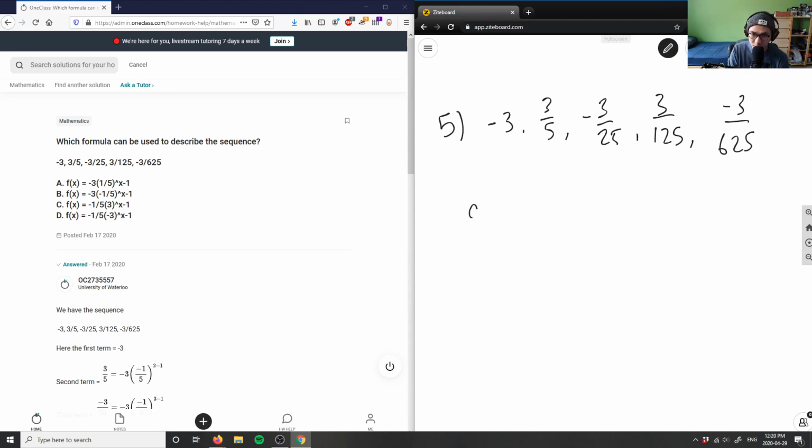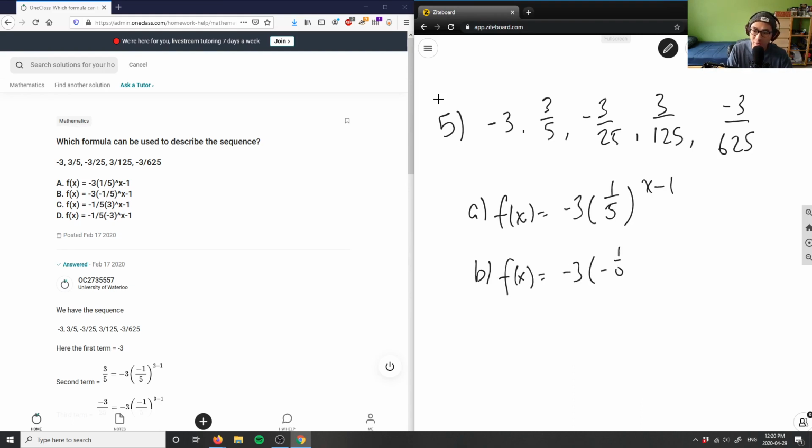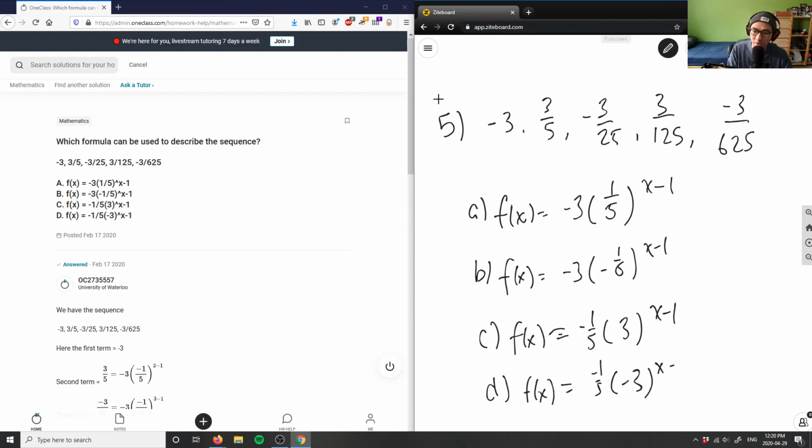I'm given 4 kind of functions here. So I have here A: f of x equals negative 3 times 1 over 5 to the power of x minus 1. B here states f of x equals negative 3 times negative 1 over 5 to the power of x minus 1. C here is f of x equals negative 1 over 5 times 3 to the power of x minus 1. And finally, D here is f of x would equal negative 1 over 5 times negative 3 to the power of x minus 1 here.